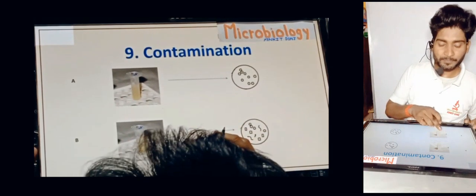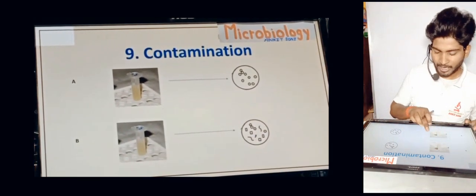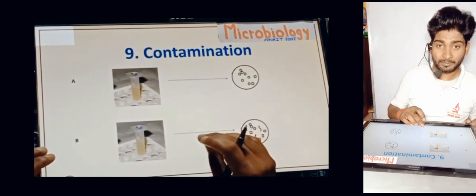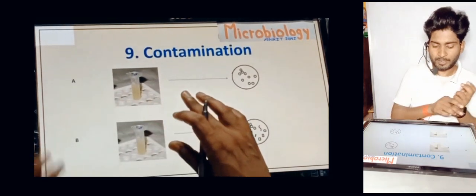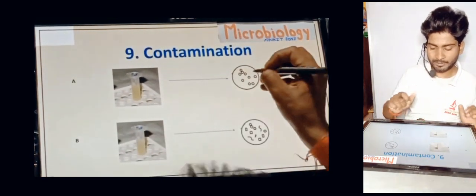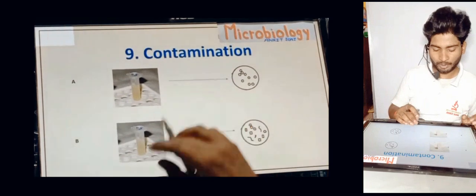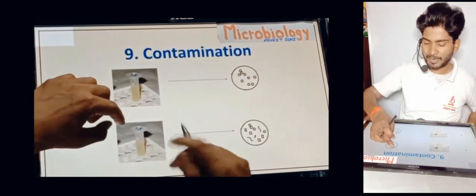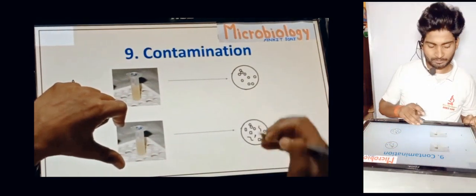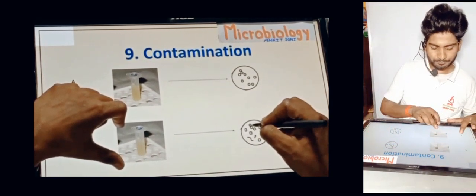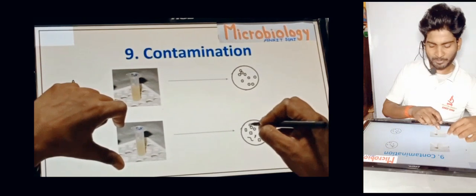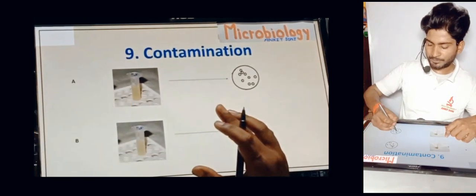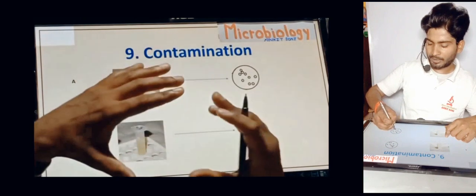And in picture B, another tube is present having the same culture. I am going to revive and activate this culture. When I take it out from refrigeration, what did I observe in the picture A tube? Circular shaped bacteria, meaning cocci, are present. On the other hand, in picture B, in tube number B, what you observe is that a different type of bacteria are present along with cocci.